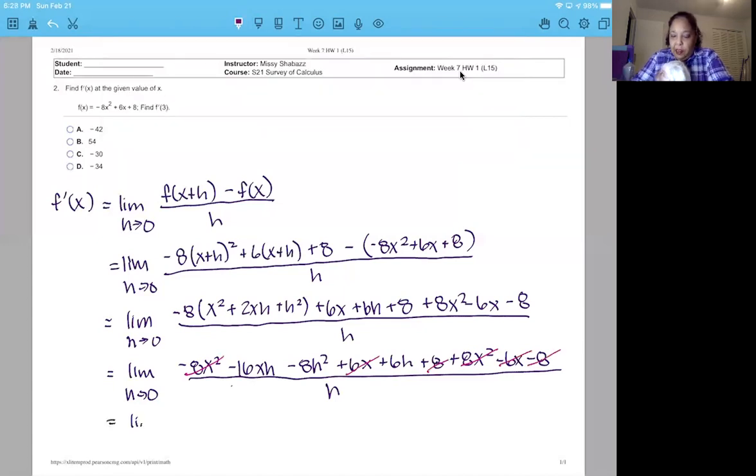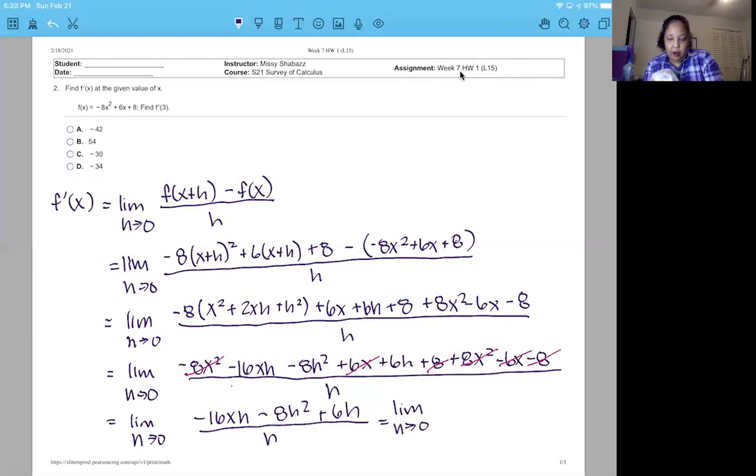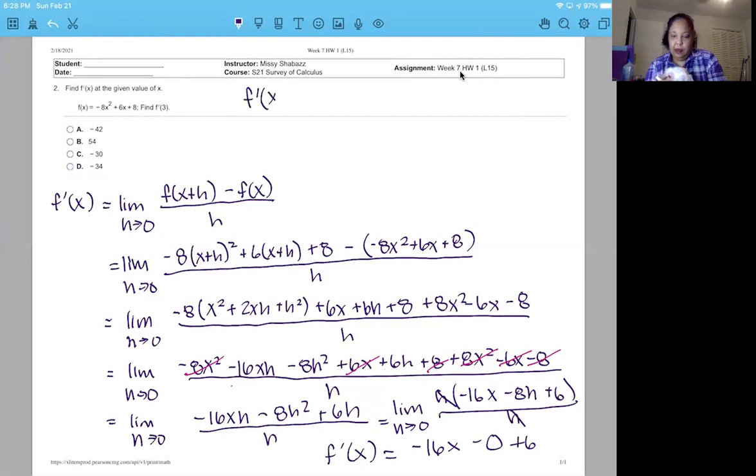What I have left over in the numerator is a negative 16xh minus 8h squared plus 6h all over h. I'm going to factor out an h from the numerator, and that gives me a negative 16x minus 8h plus 6. Right, my h's cancel, and then I can plug in my 0. So I have a negative 16x minus 0 plus 6. So my derivative, let me write it up here, is negative 16x plus 6.